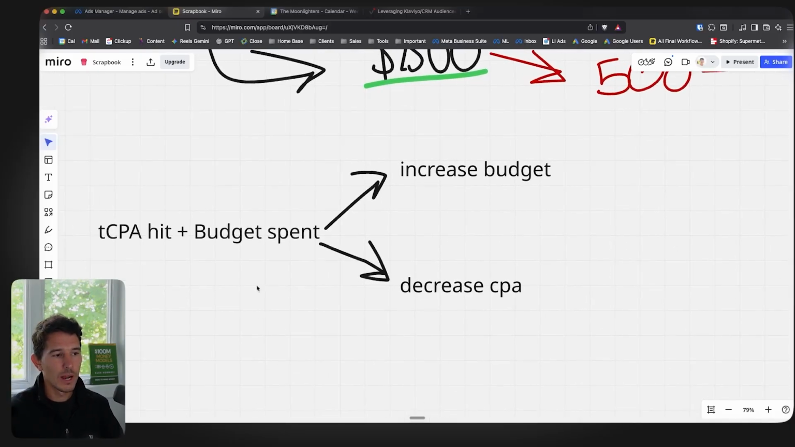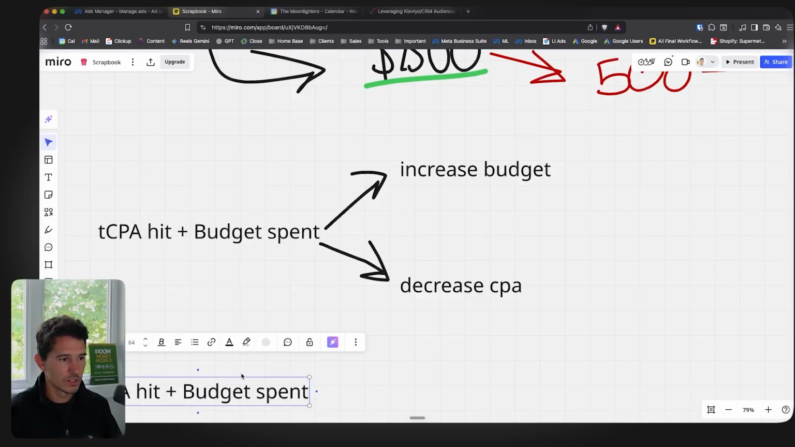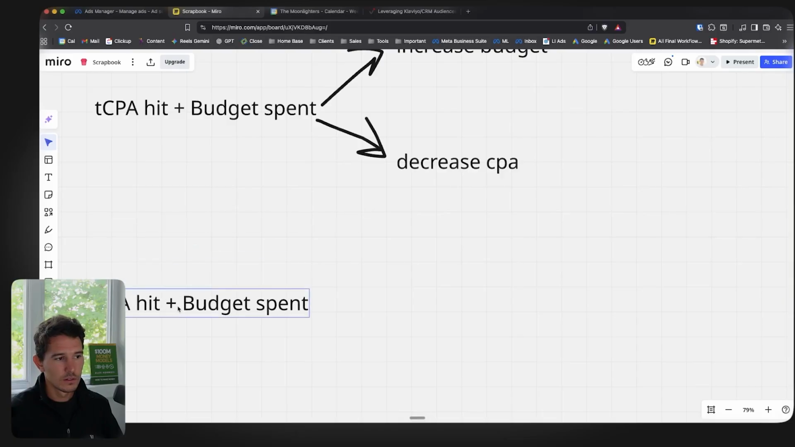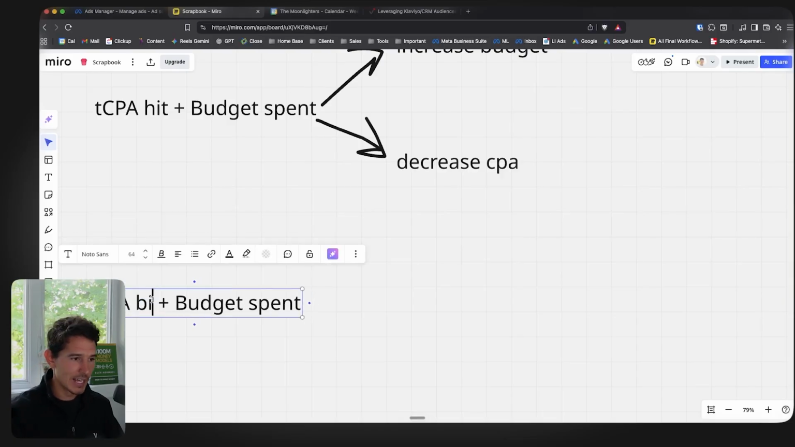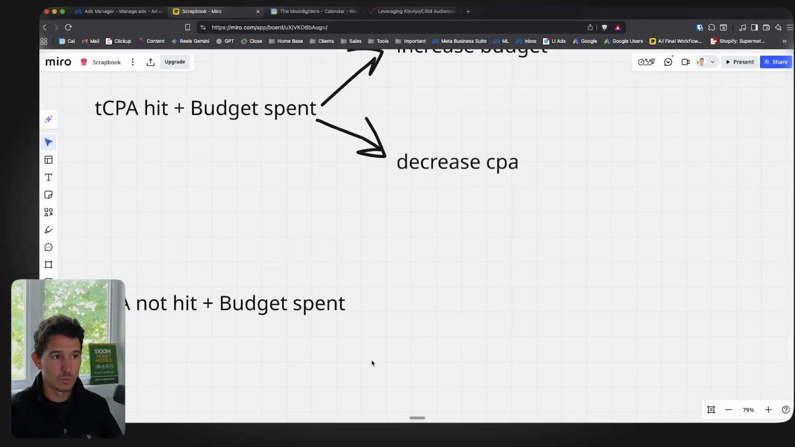Okay. Now what happens in the opposite scenario, which is very common here, which is your TCPA is not hit and your budget's being spent in full? This would be a very bad scenario. The first thing I want you to ask yourself is, should I even be running cost caps? Am I spending enough to run cost caps? Because this generally should not be occurring, right? This would mean your cost cap is not being followed. Now, this happens quite a bit.